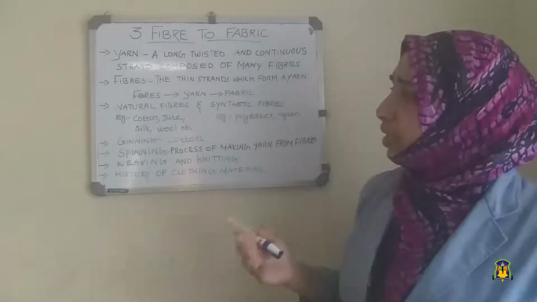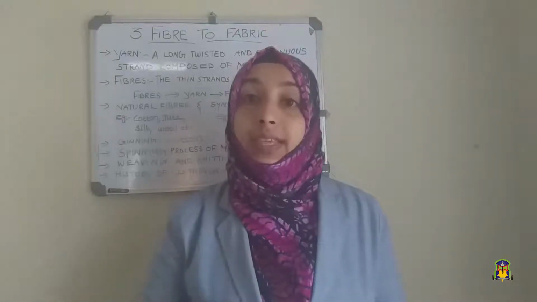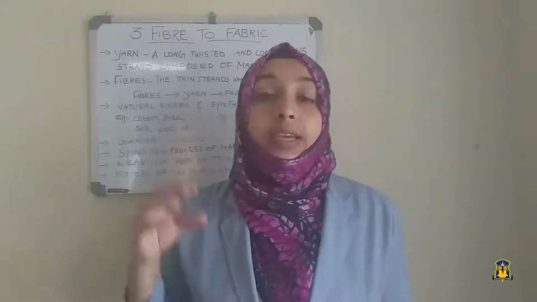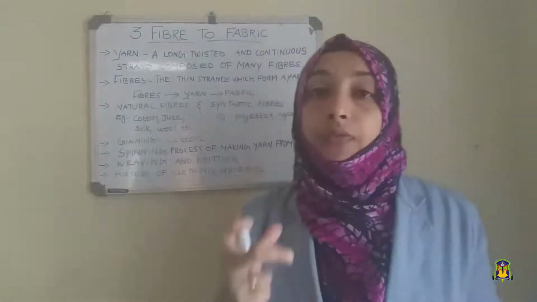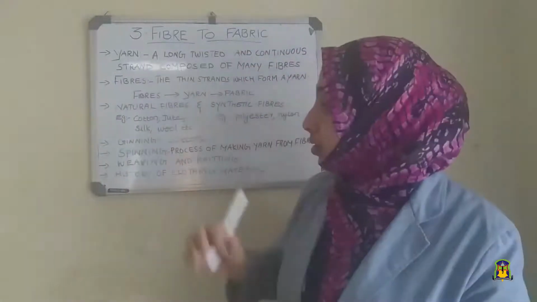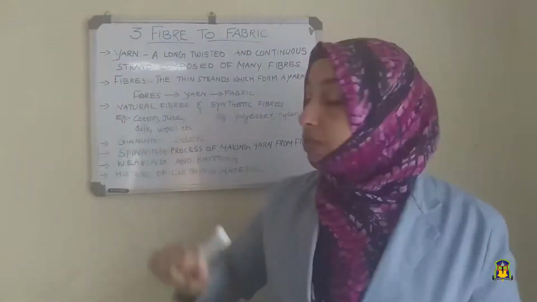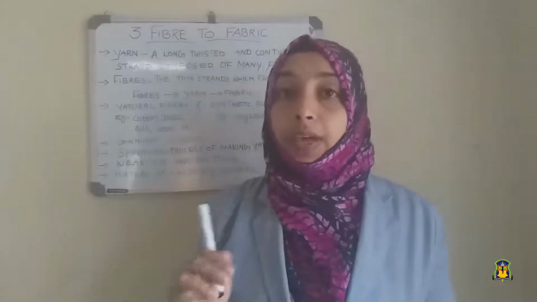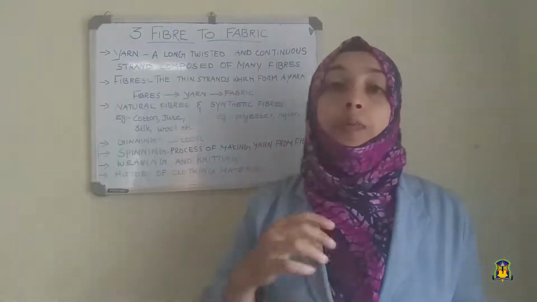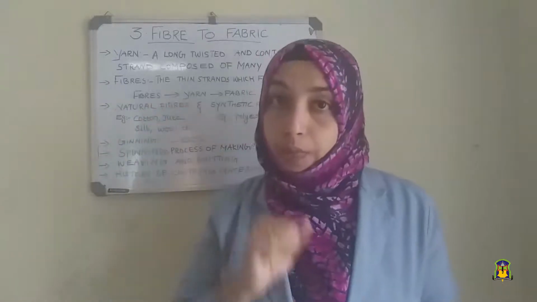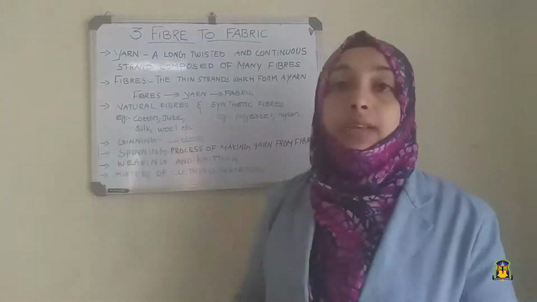Okay. Next we can see how cotton fibers are separated from cotton seed. The process of separating cotton fibers from cotton seed by combing is called ginning. What is meant by ginning? The process of separating cotton fibers from cotton seed by combing. That process is called ginning.